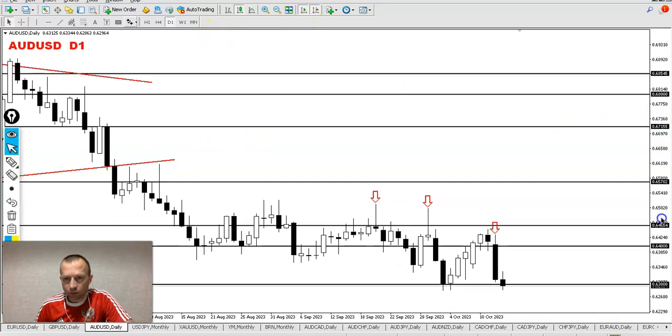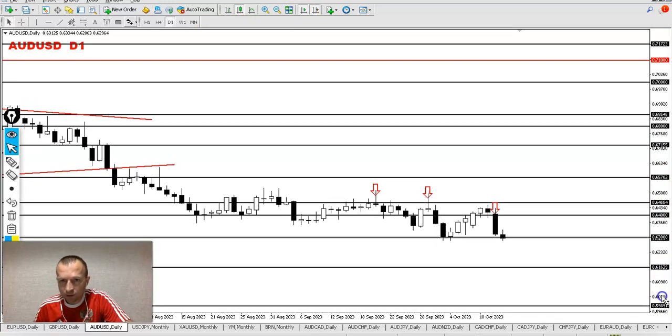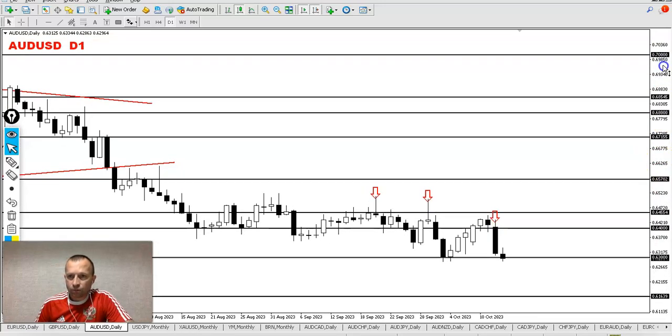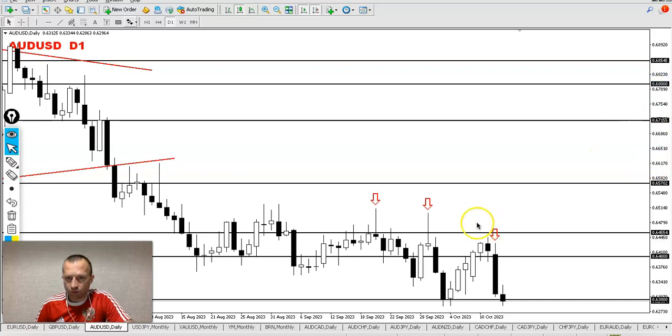So yeah, I would recommend to sell Aussie as well. Next target 0.6160, and then roughly 0.60, and yeah, just sell. Put your stop loss above this zone, or even above these candlesticks.